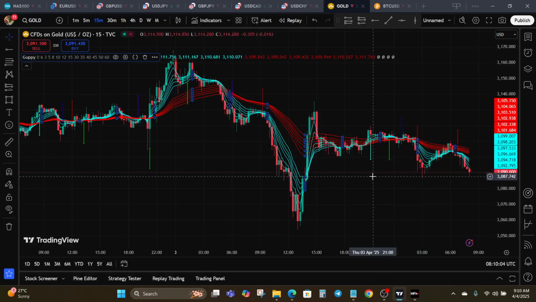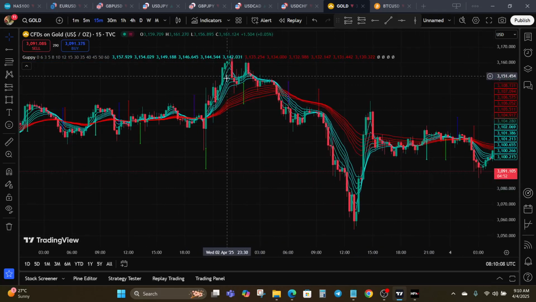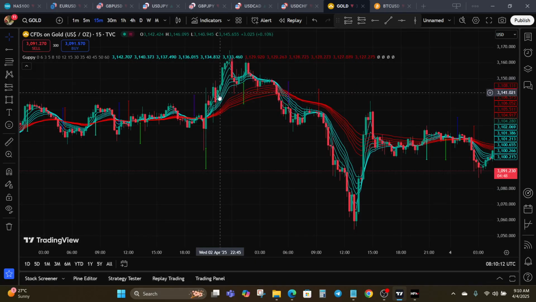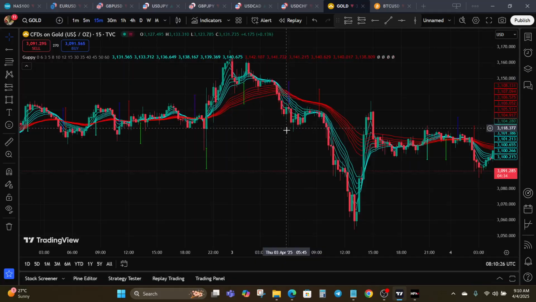When the short-term group crosses above the long-term group and begins to expand or fan out, that's a sign of trend strength. Conversely, when the two groups start to compress or cross over, it signals trend exhaustion or the beginning of consolidation. Let's just break it down further.